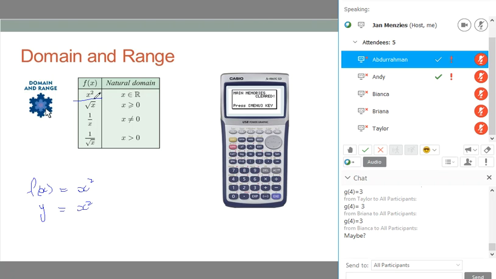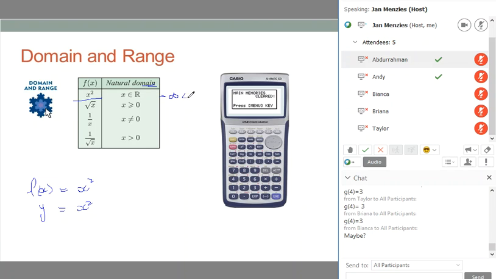When we look at this summary table, it's just talking about the domain. It says that x is an element of the real number system. So you've got to understand that the real number system is from negative infinity to positive infinity.